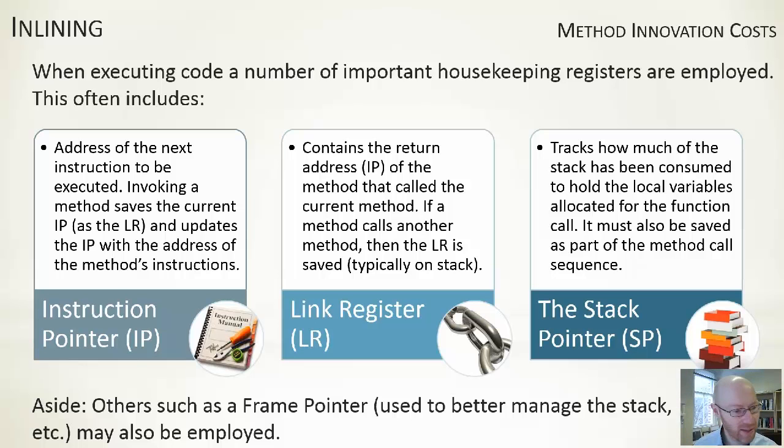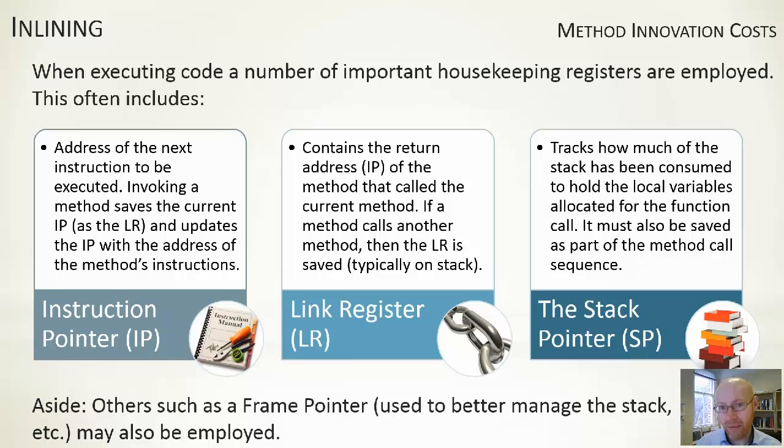We'll look at that in a second. And then it updates the instruction pointer with the address in memory of that method's or that function's instructions where they begin. So in the middle we've got the link register. So it contains the return address, the instruction pointer of the method that called the current method. So it means that whenever you're calling something, you have a way of going back to the point at which you called it and carry on execution from that point.